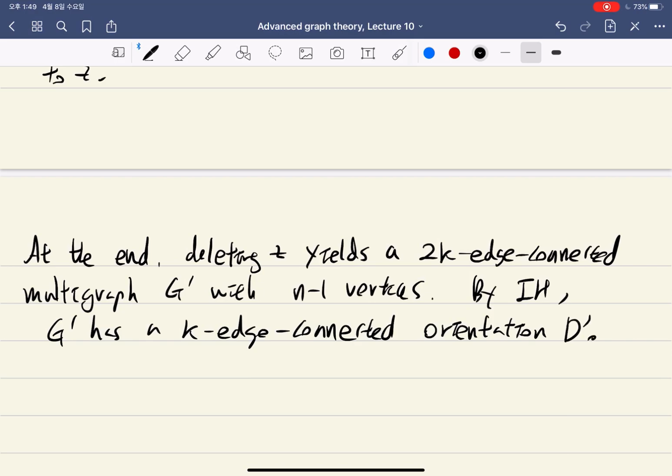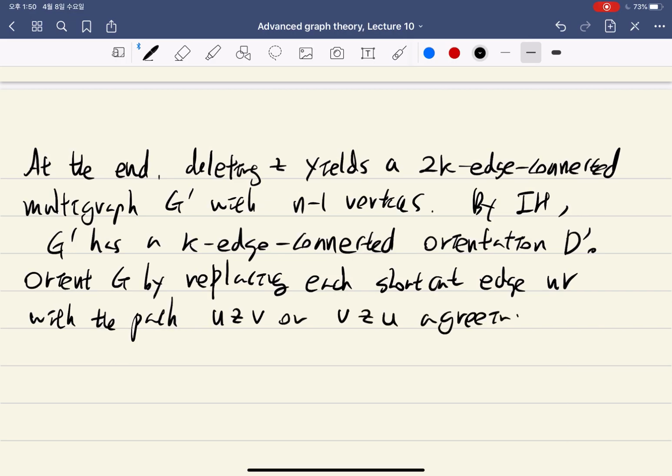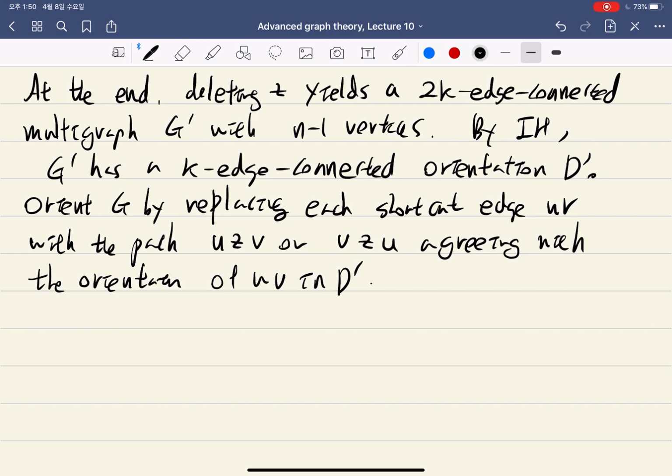say D prime, and we orient G by replacing its shortcut at uv with the path ugv or vgu, which agrees with the orientation of uv in D prime. So now we need to check that this orientation actually gives us a kh-connected orientation. For that, what we have to check is that for all non-empty proper vertex sets X, the number of edges leaving X is at least k.